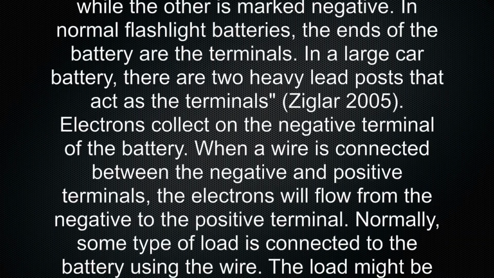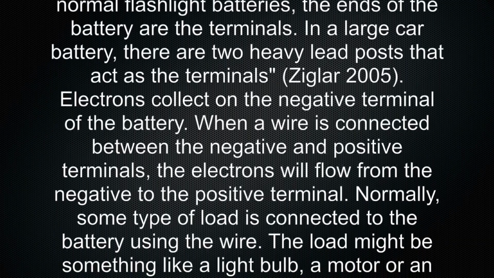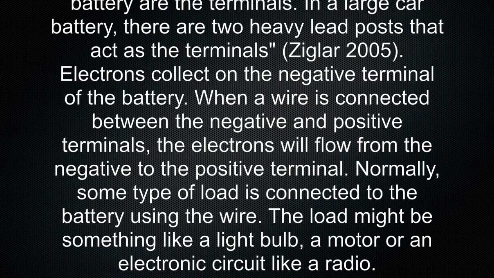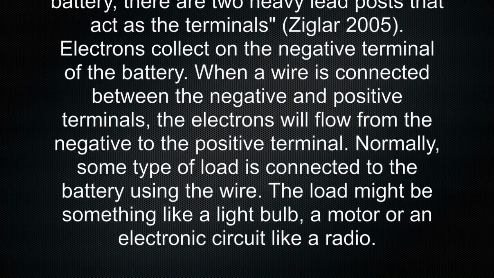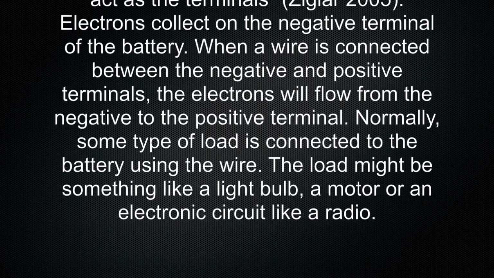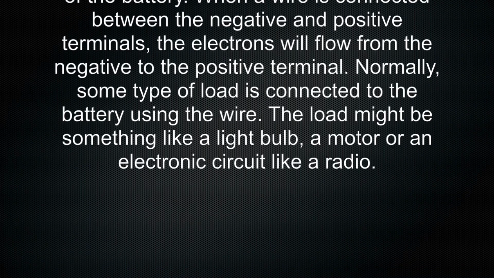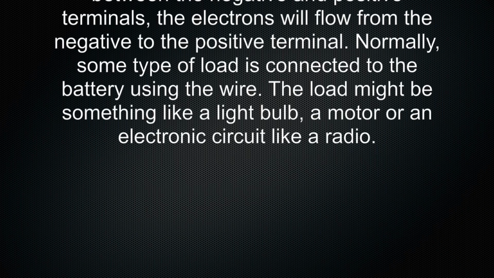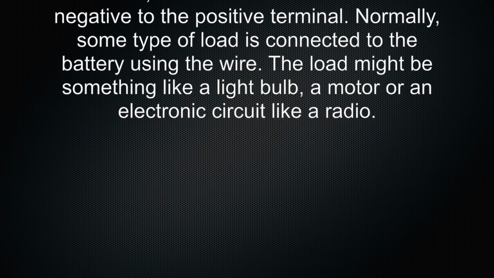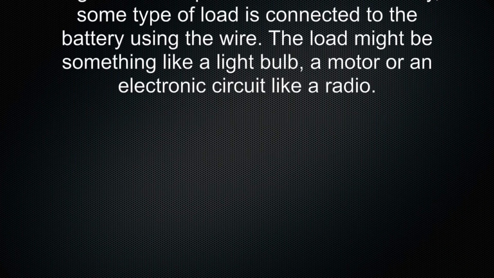Electrons collect on the negative terminal of the battery. When a wire is connected between the negative and positive terminals, the electrons will flow from the negative to positive terminals. Normally, some type of load is connected to the battery using the wire. The load might be something like a light bulb, a motor, or an electronic circuit like a radio.